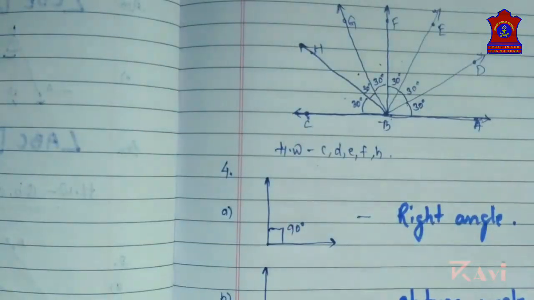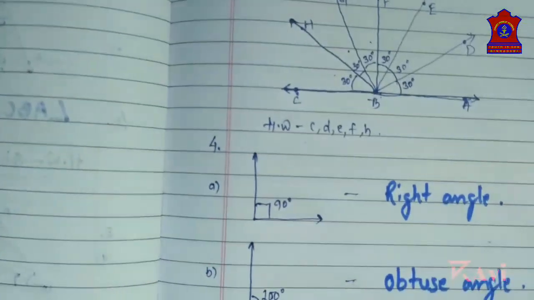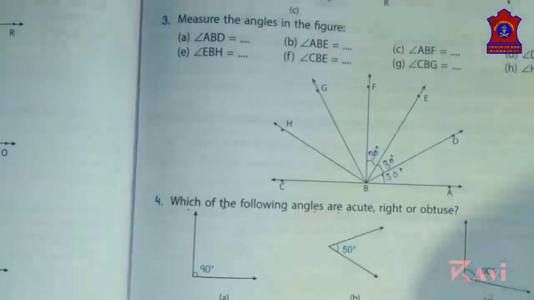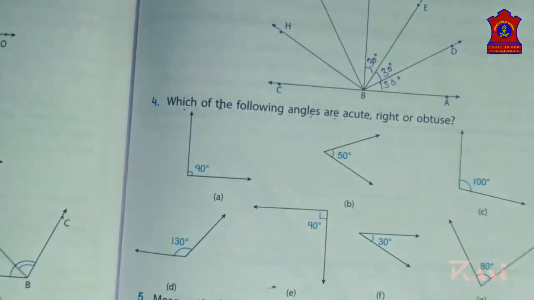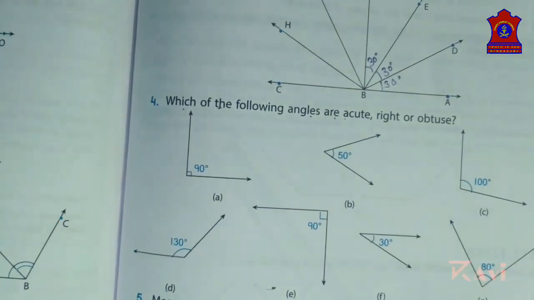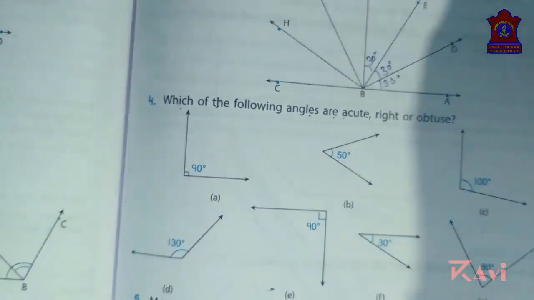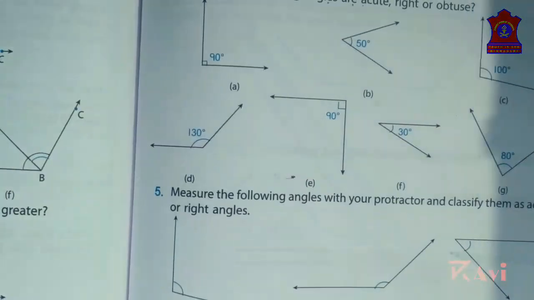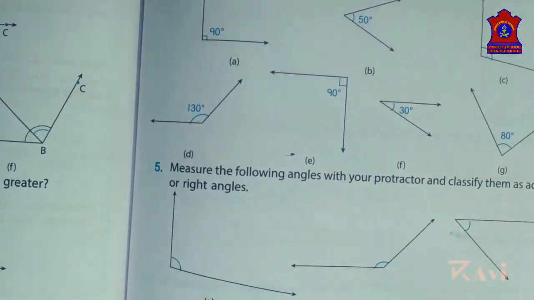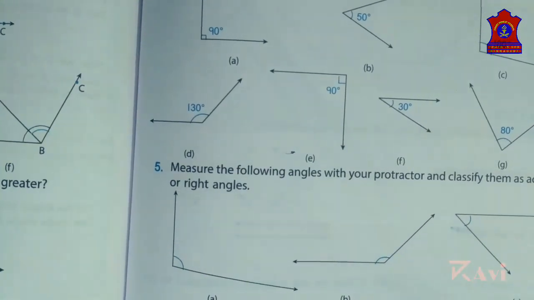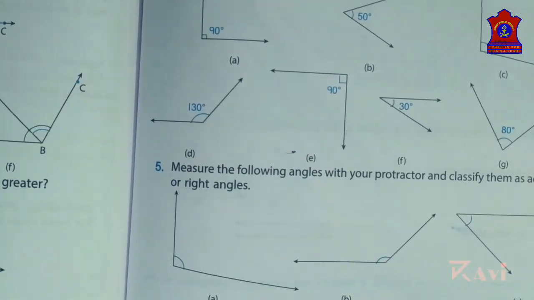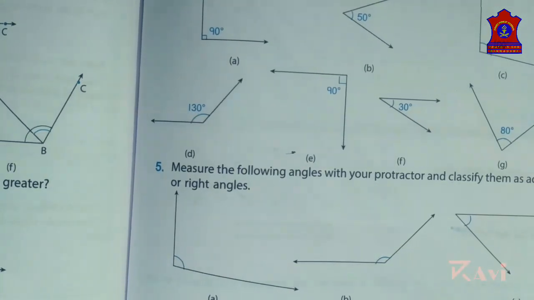So today we are doing up to question number 4. In the next class we will be learning how to measure and draw an angle using a protractor. So today we are doing up to question number 4 and in the next class we will be doing from question number 5. Okay, so till then complete these questions in your notebook.